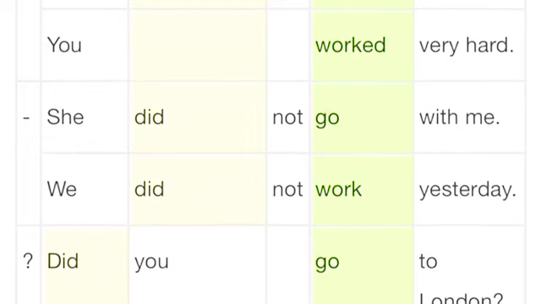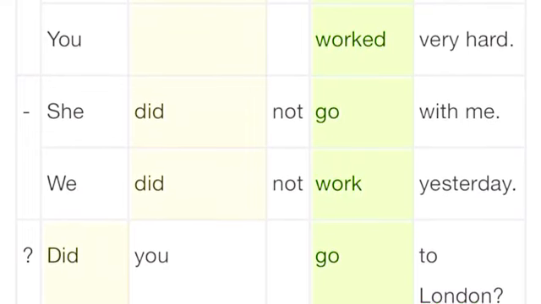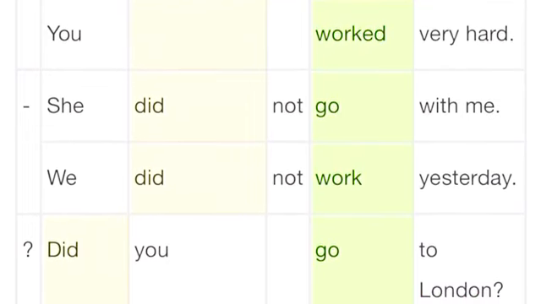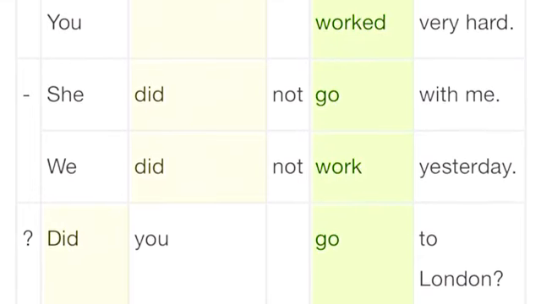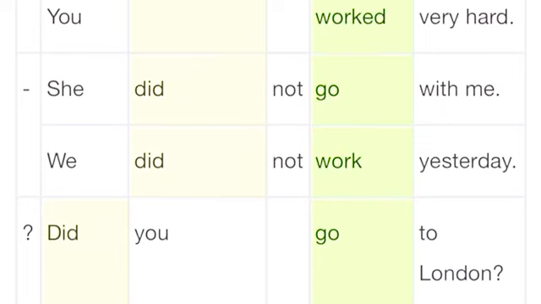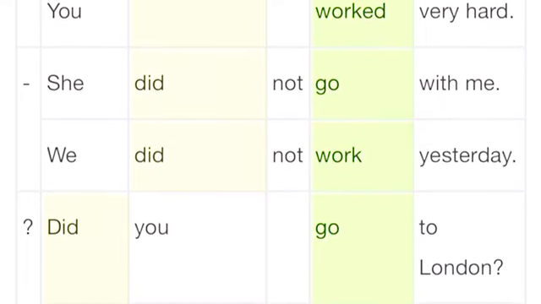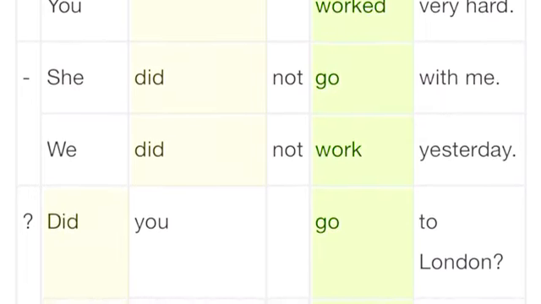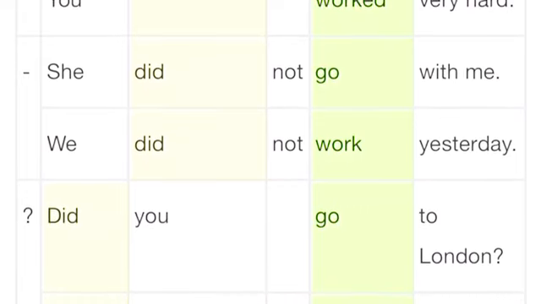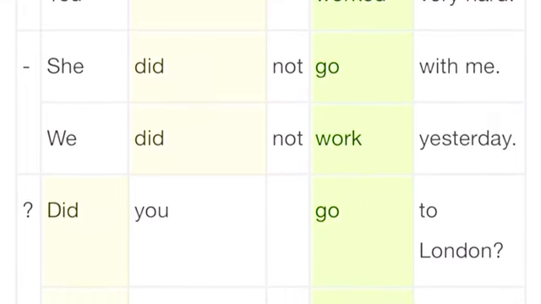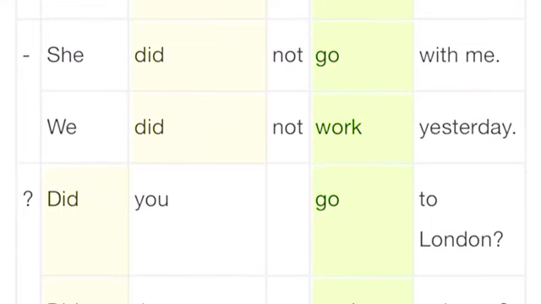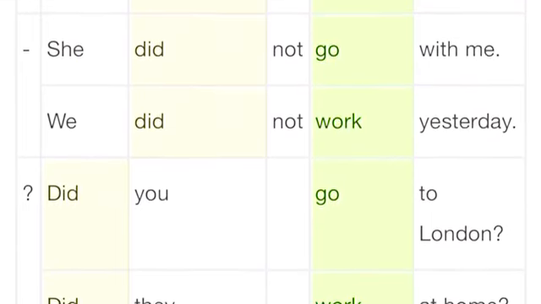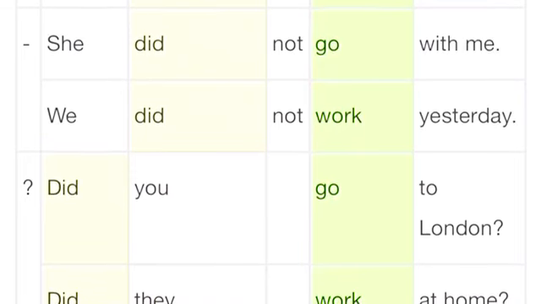Next, we did not work yesterday. See, the auxiliary verb did is there. We have used the main verb in the base form, that is work, W-O-R-K. We are not using ed over here. Correct? Next, in the form of question sentences, did you go to London? Question mark. See, the main verb is in the base form, go. Did they work at home? Question mark. See, the base form is work and not worked or went.